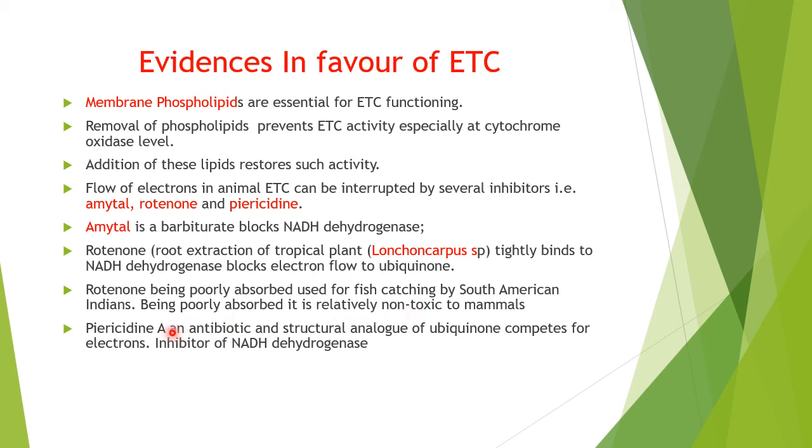Piericidin is an antibiotic and is the structural analog of ubiquinone. So it competes for electrons there. It is an inhibitor of NADH dehydrogenase. These are the direct evidences in favor of the functioning of an electron transport chain, which is located within the inner mitochondrial membrane, especially on the cristae side.